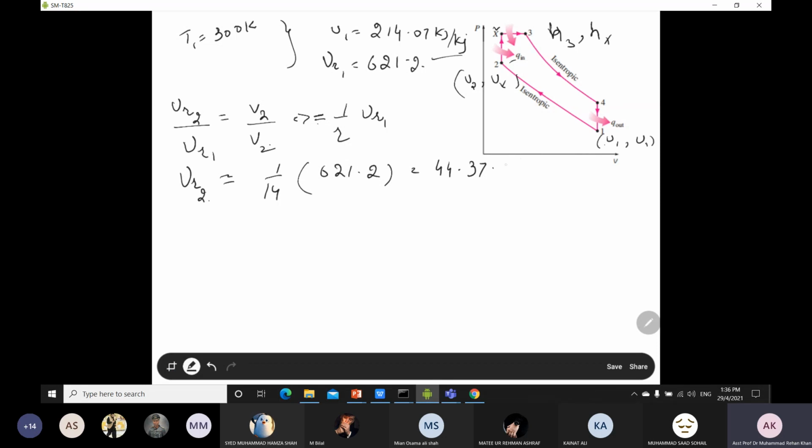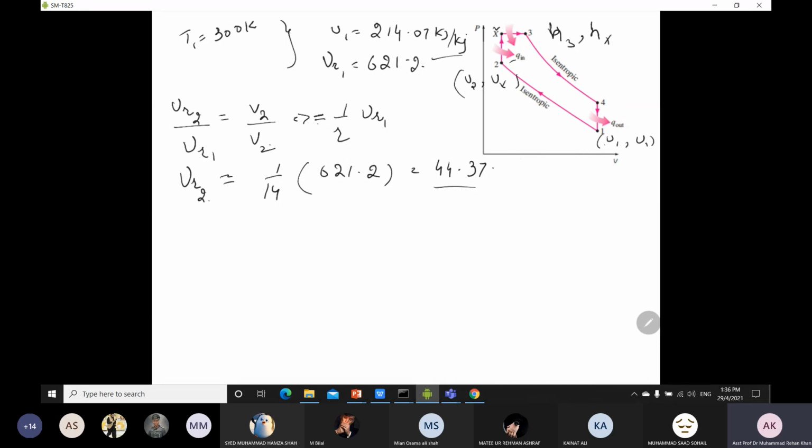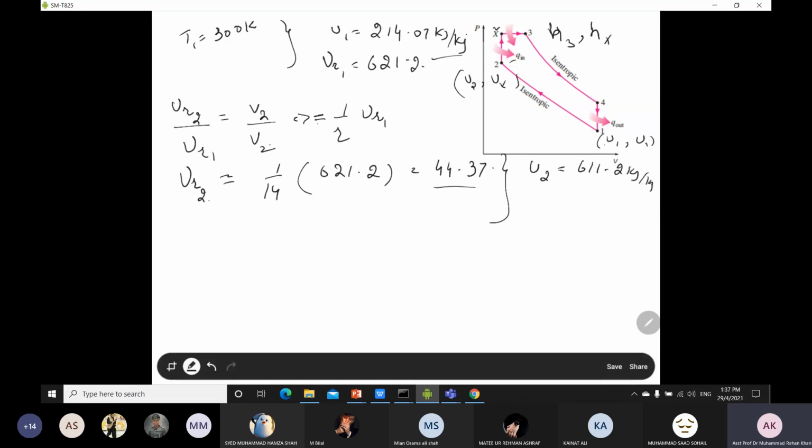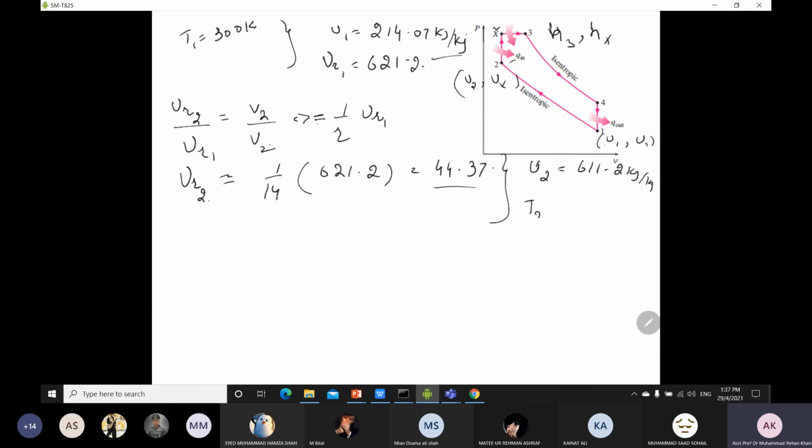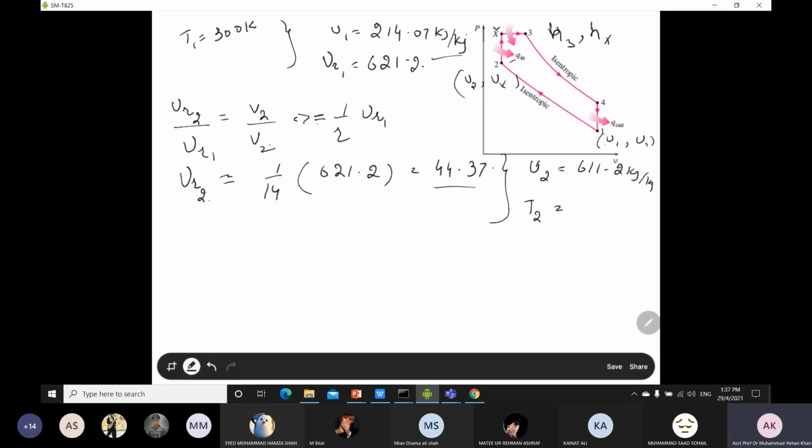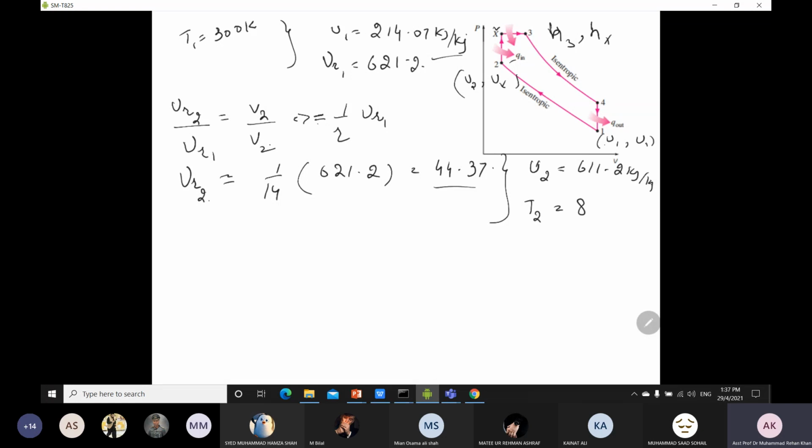Now the vr2 value is known to us, so we look up the internal energy according to this vr2 value, and by using interpolation you will get the value of U2, which is equal to 611.2 kilojoule per kg. Again, we have to find another parameter, because we need the value of Ux as well. For this we can take the value of T2. The T2 value you can easily find using interpolation with table A17, so 823.1 kilojoule per kg.